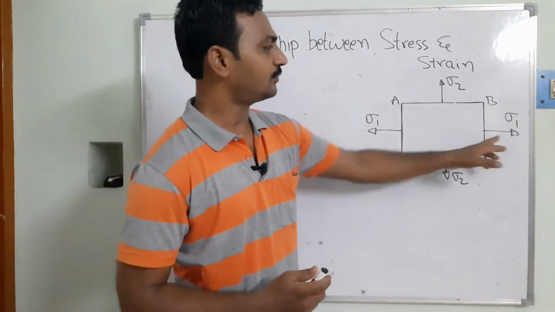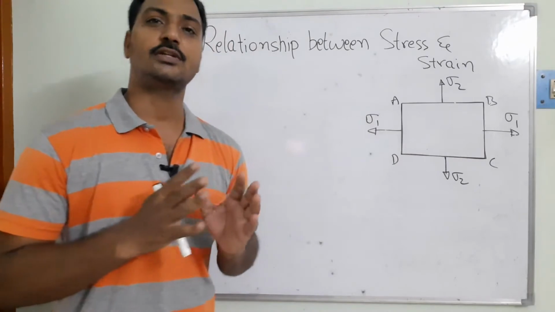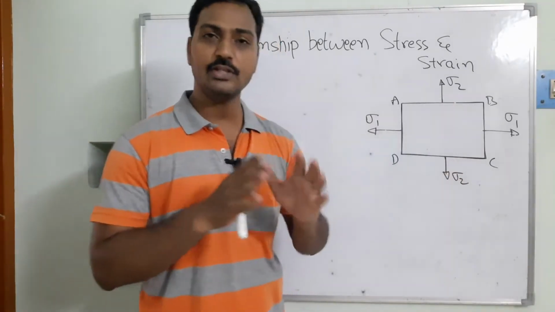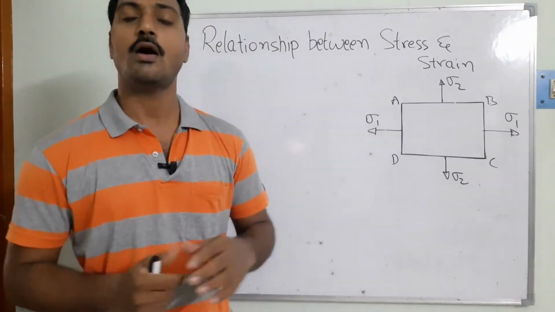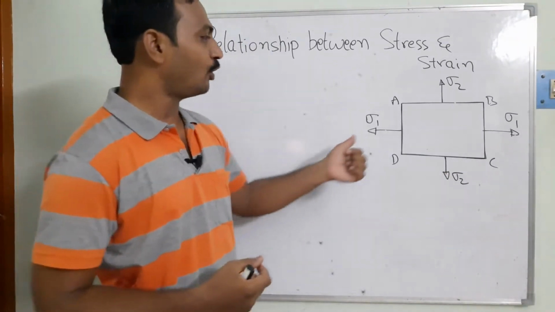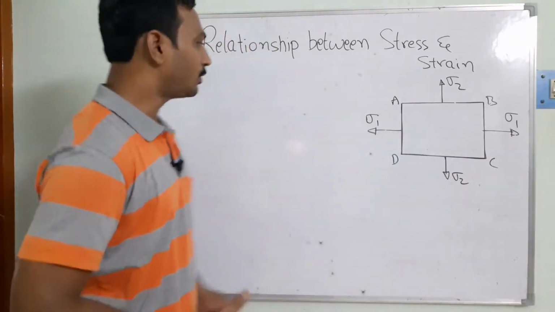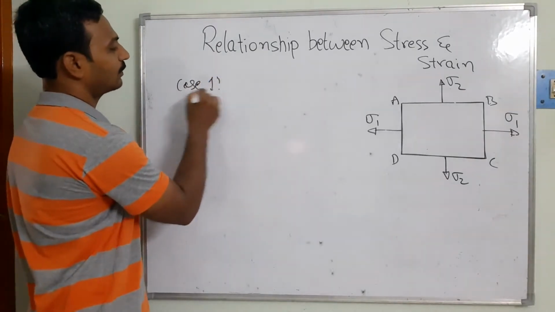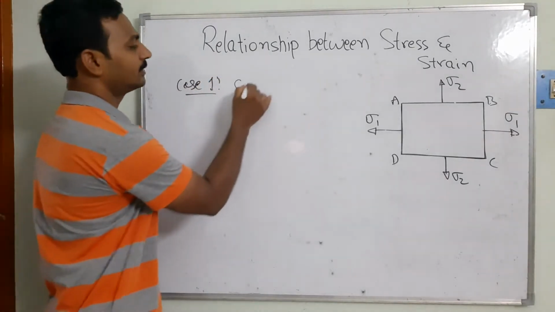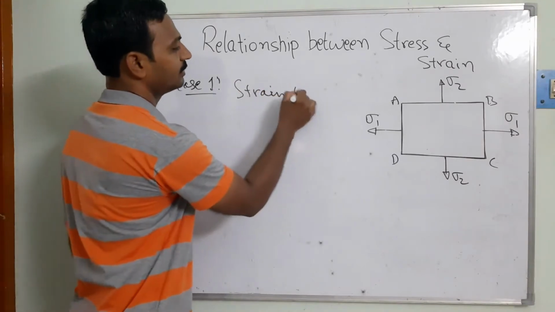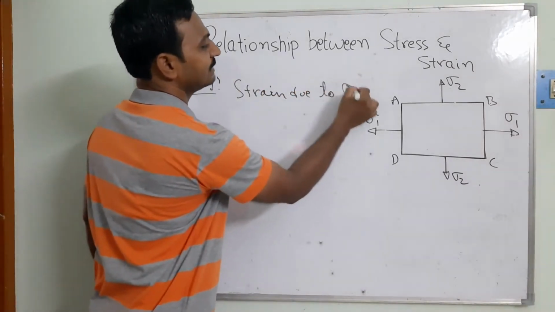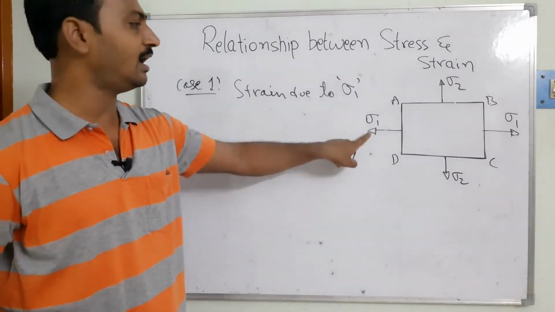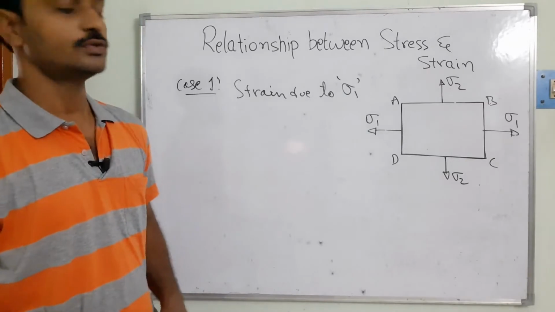Because of these stresses, the member is subjected to strain, in the x direction and in the y direction. I am going to take them individually to develop the mathematical model. First I take the sigma 1 direction. Suppose I take case 1: here we learn the strain developed due to the sigma 1 stress. Sigma 1 is the stress in the one direction, that means the x direction.